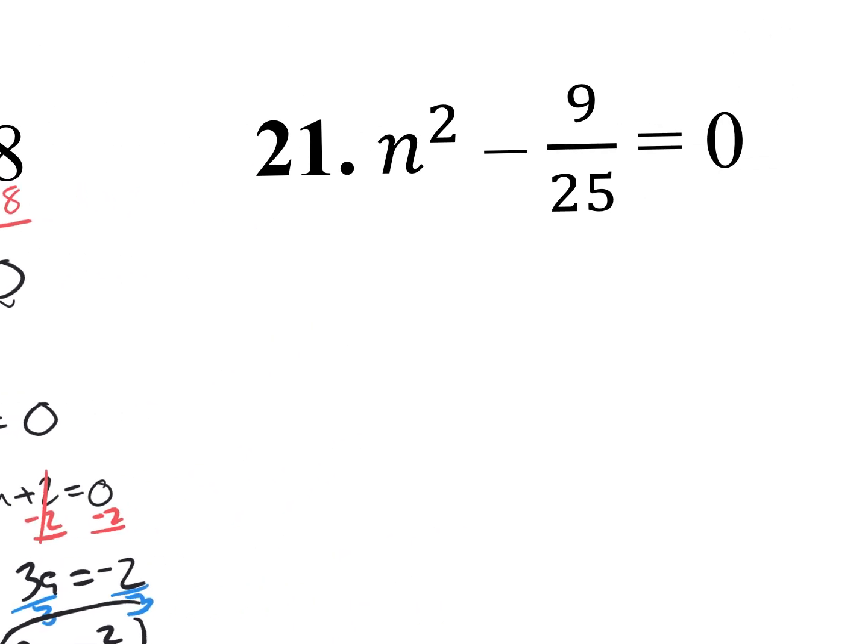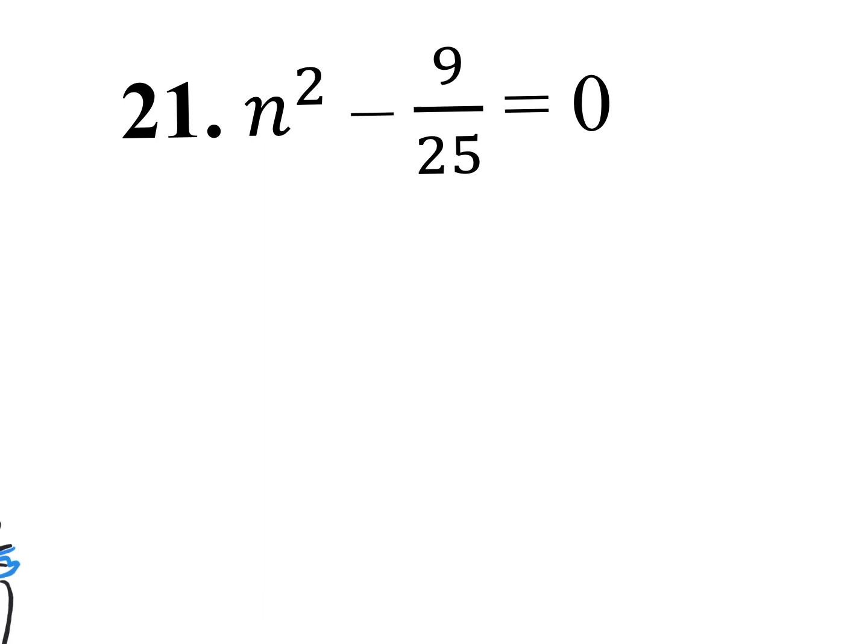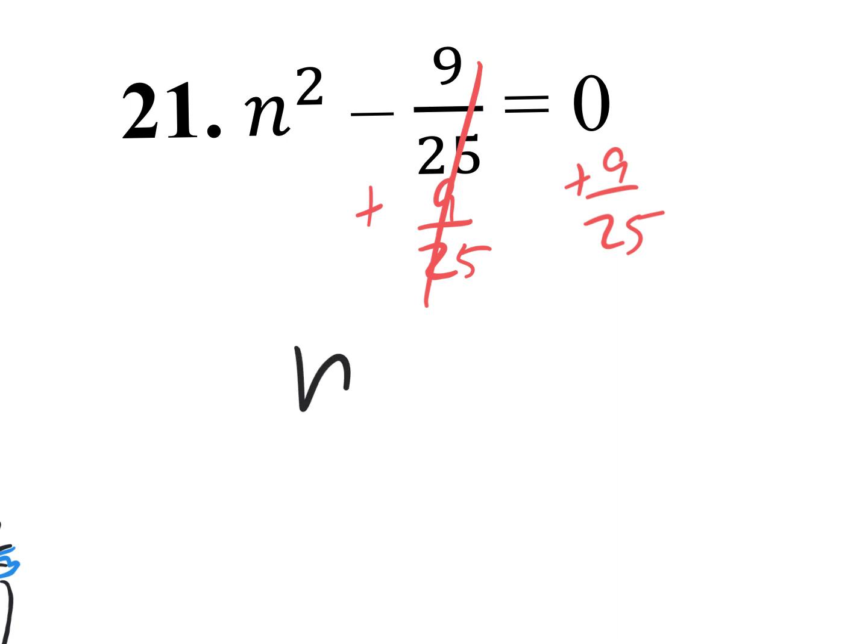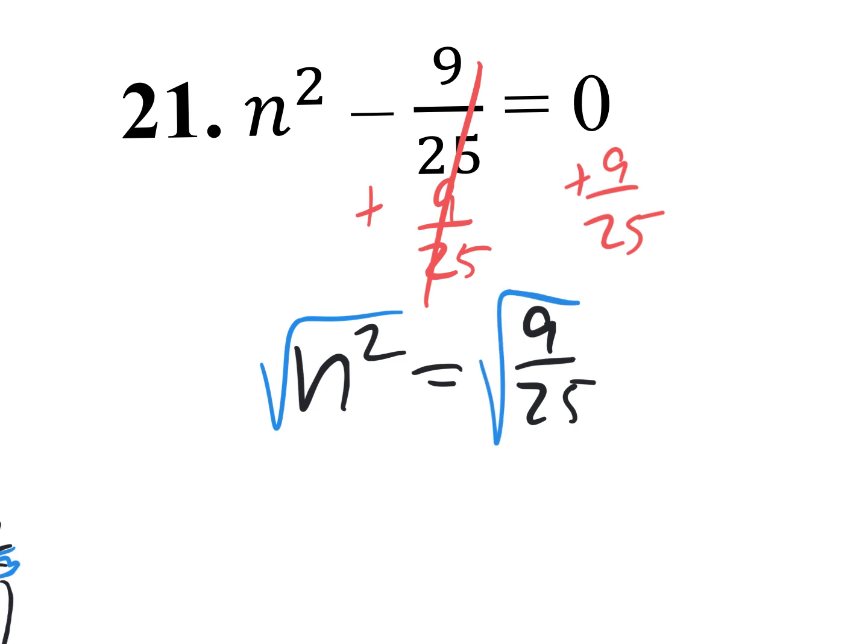Let's move on. 21. Okay, so how about this? On this one, I want to get n by itself. All right, so I'm going to add 9 over 25, cancels out. Add 9 over 25. Look how much faster it is. N squared equals 9 over 25. Now you want to get rid of the square. You're going to apply the opposite inverse operation of a square, which is a square root. And when you do to one side, do to the other.